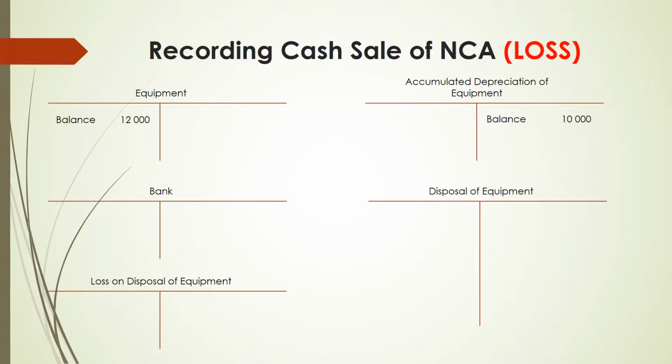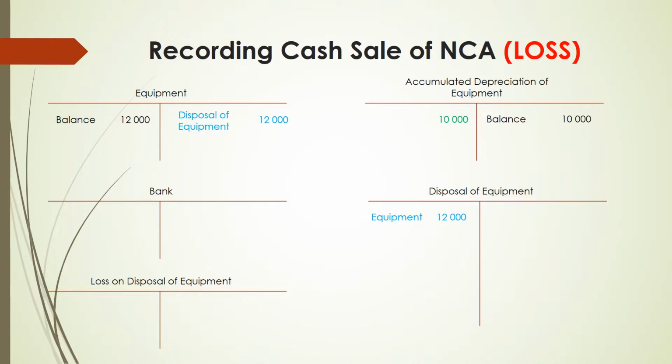Now we're going to record the cash sale of the non-current asset. Normally, we would start with the general journals before posting the entries into the general ledgers. In this case, I'm starting with the general ledgers because I would like us to have a look at the movements of the entries so that we have a better understanding of the transactions that we need to record in the general journals. The first thing that we need to do is to transfer the balance from the equipment account to a disposal of equipment account. And we do this by crediting the equipment account and debiting the disposal of equipment account.